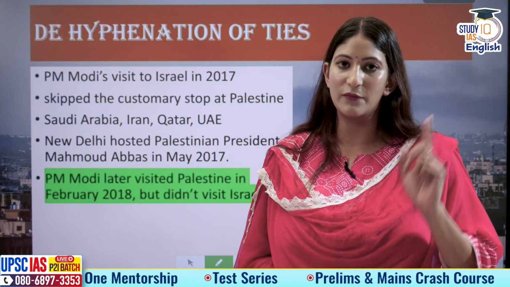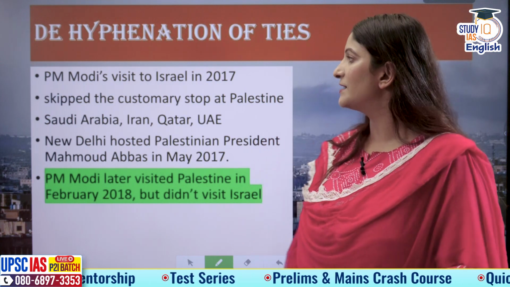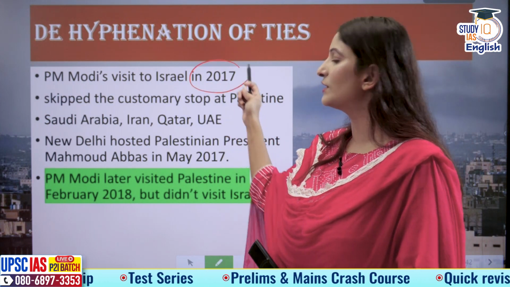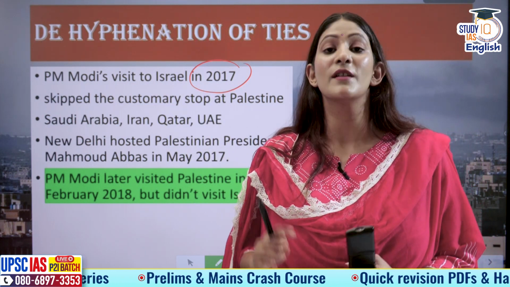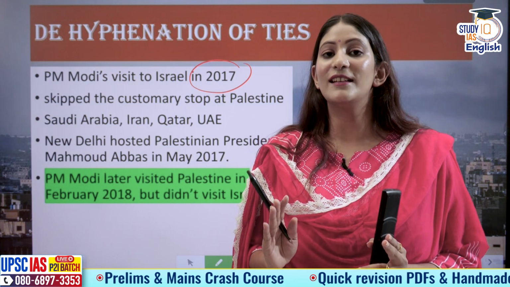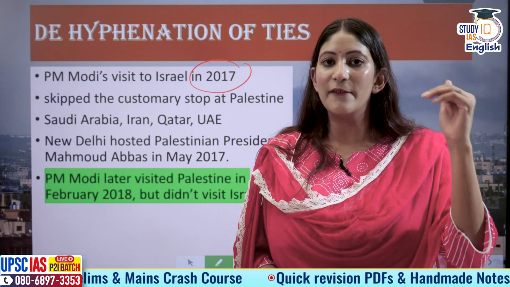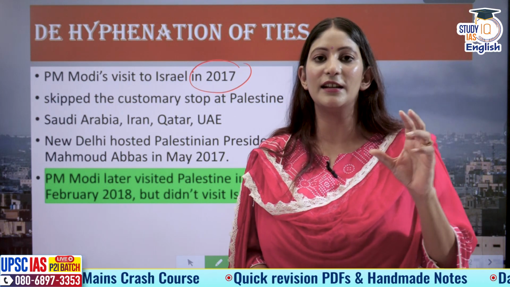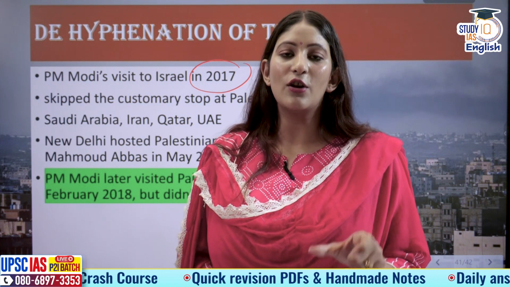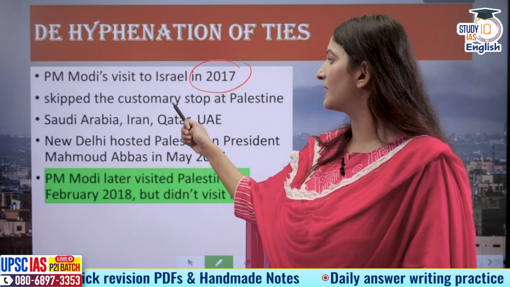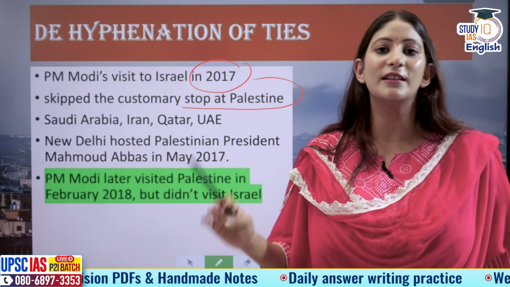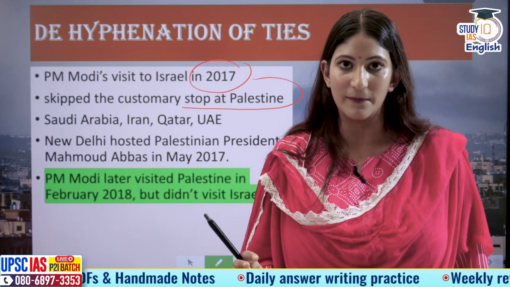But under the current government, since 2014, Prime Minister Modi visited Israel in 2017. This was the first prime ministerial visit to Israel. First. And thereafter we started dehyphenating our equation. Dehyphenating means that every time we talk about Israel, we have to talk about Palestine, and every time we go to Israel, we have to go to Palestine as well. But he skipped the customary stop at Palestine. But this was all done strategically.